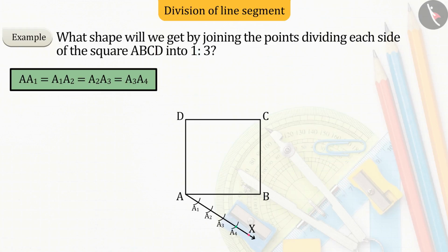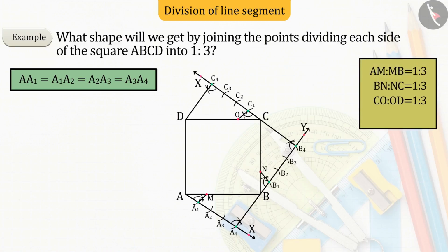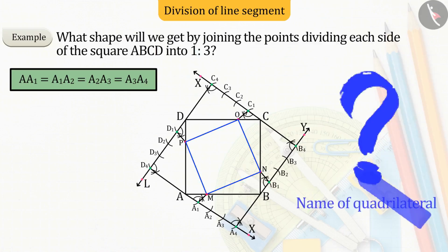Now point A4 and point B are to be connected, which gives us the line A4B, to which from the point A1, a parallel line is drawn which intersects the side AB at M. Similarly, we divide the sides BC, CD and DA in the ratio of 1:3, from which we get the points N, O and P respectively. Joining points M, N, O and P, we get a quadrilateral MNOP.